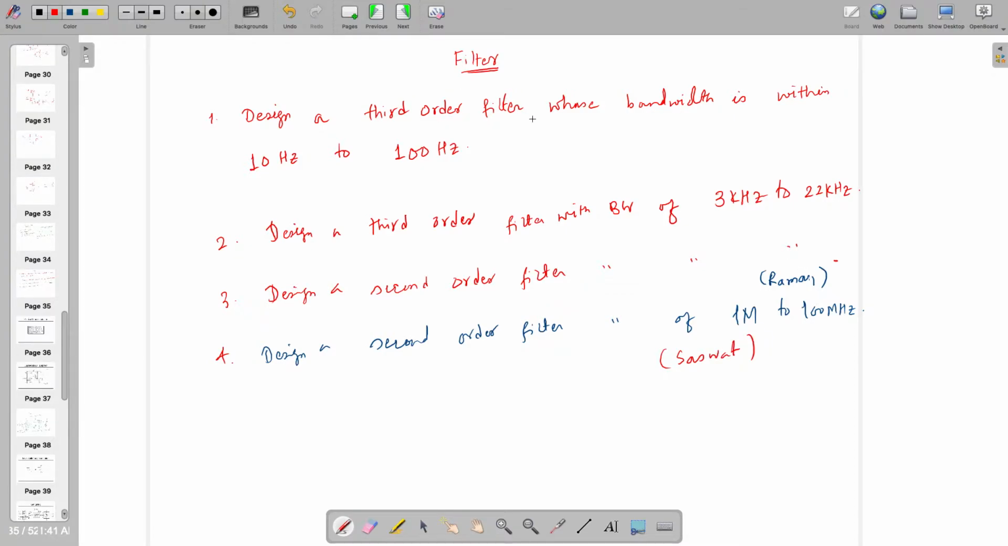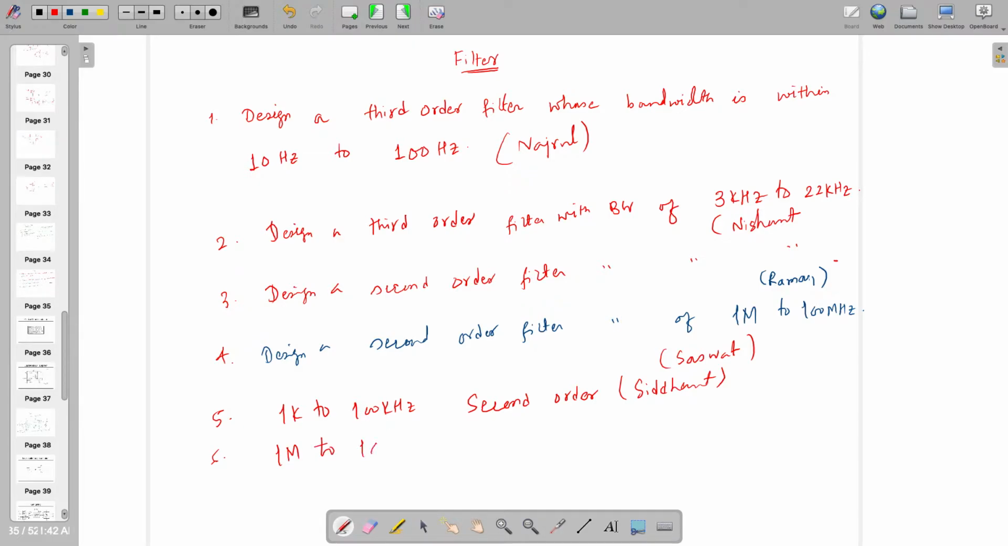right? Okay. So third order filter whose bandwidth is within 10 hertz to 100 hertz. Who wants to do this? This third order, let's do it to Nazrul. What about this one? Okay, this is third order. This is correct spelling, by the way. Okay. So 3 kilo, 22 kilo. Who wants to do this? Nishant, right? Fifth, let's say 1 kilo to 100 kilo hertz. Second order, Siddhant. Right? Maybe 1 mega to 100 mega. Third, Saurabh.